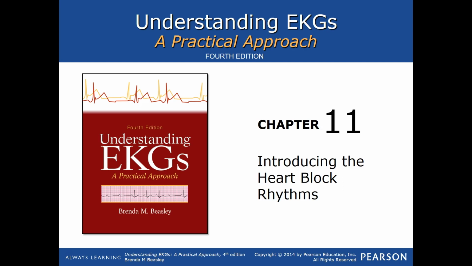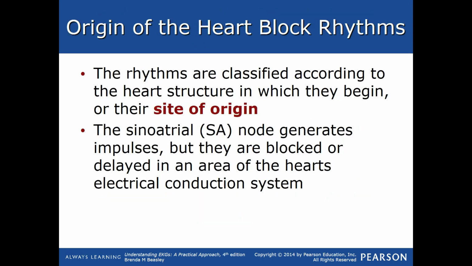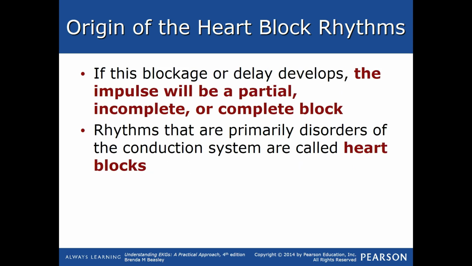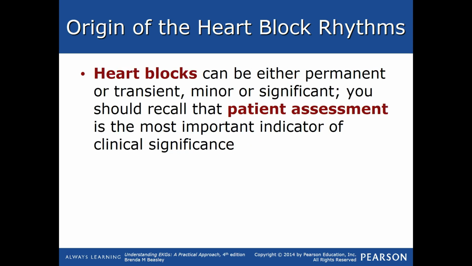But starting off with our blocks, we're talking about a lot of different things. So this is just reminders. Site of origin. Let's get that off there. The SA node generates the impulses. We know that this is normal, and then it goes all the way down. But if there's a blockage or a delay, then the impulse will be a partial, an incomplete, or a complete block. And these rhythms are called heart blocks.